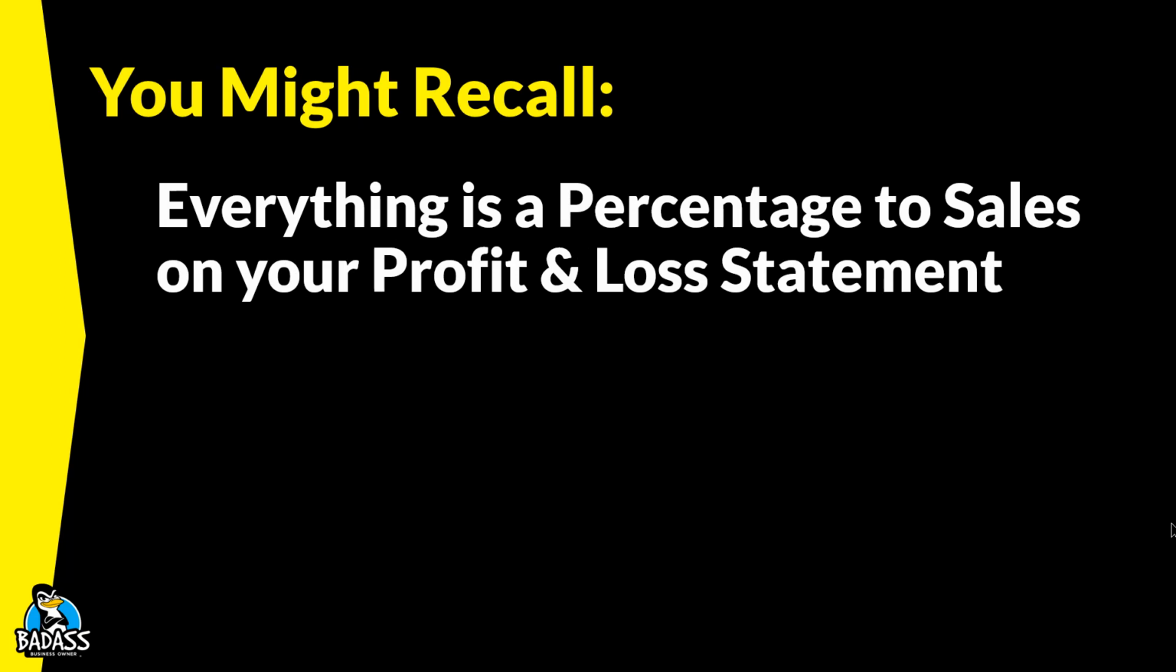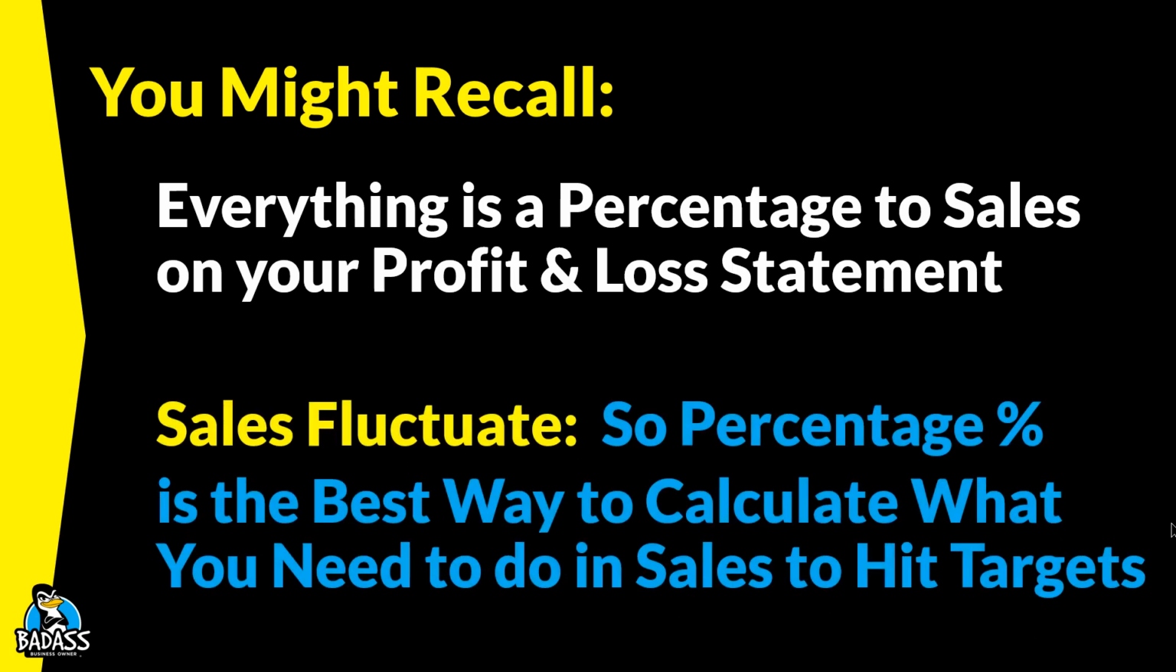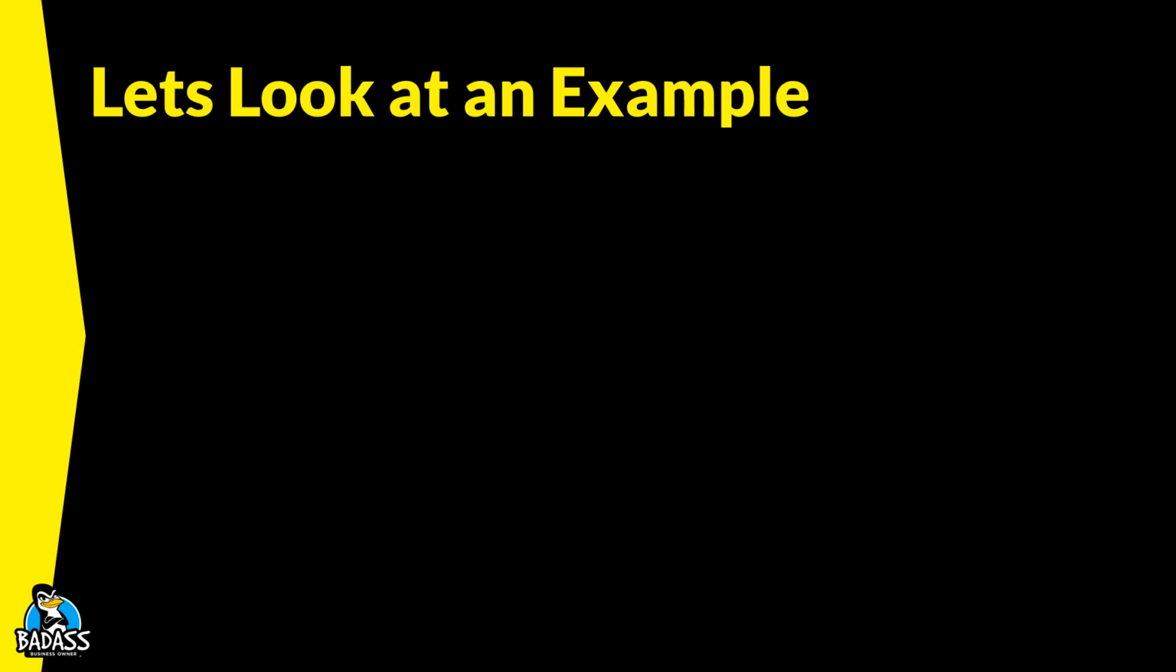We had a video earlier. If you haven't watched it yet, go back and see that. It's in the series. But on the profit and loss statement, everything is based off of our percentage of sales. Because your sales can fluctuate, so can the percentages. So instead of using dollars, we typically use percentages because it's the best way to calculate what you need to do in sales to hit any targets that you have. We'll continue to explore this in this video and in others, but just know that it is very important.